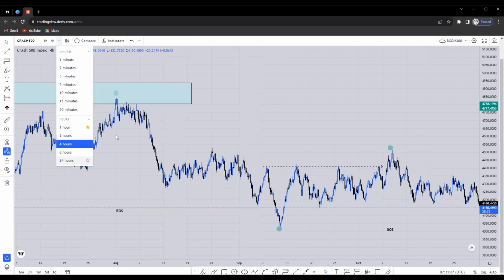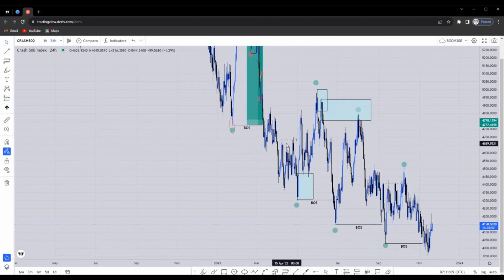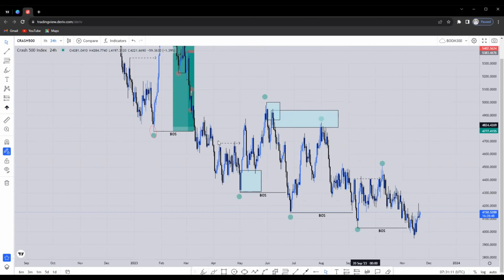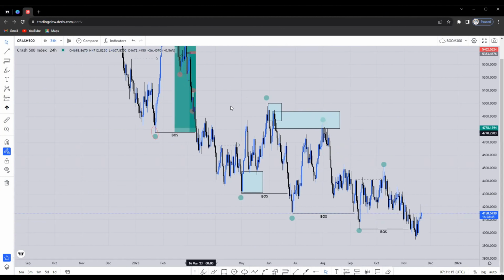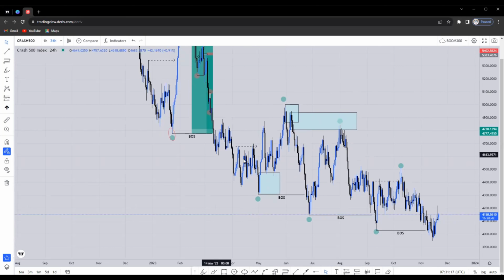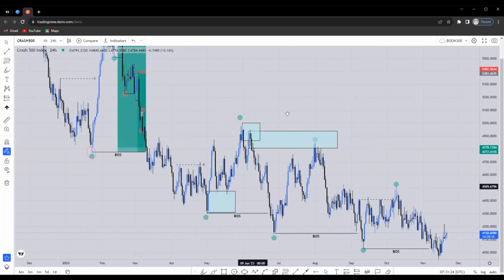So you realize that right here, that's where the shift happened. On the daily, it's much clearer. That's where the shift happened here. Here they tried, they couldn't take out this, so that's not a swing lower low. This is our swing low because it shifted this inner order flow from bearish to bullish.